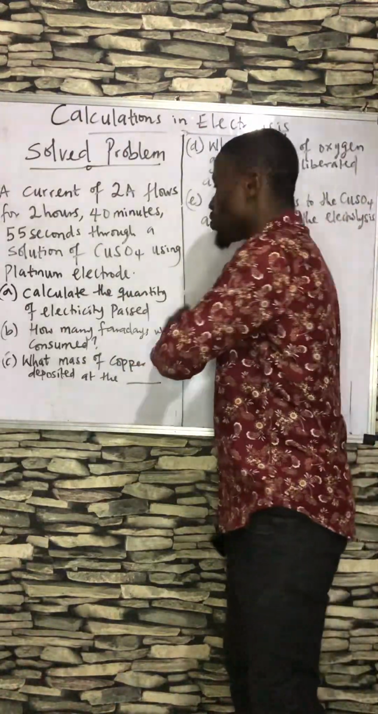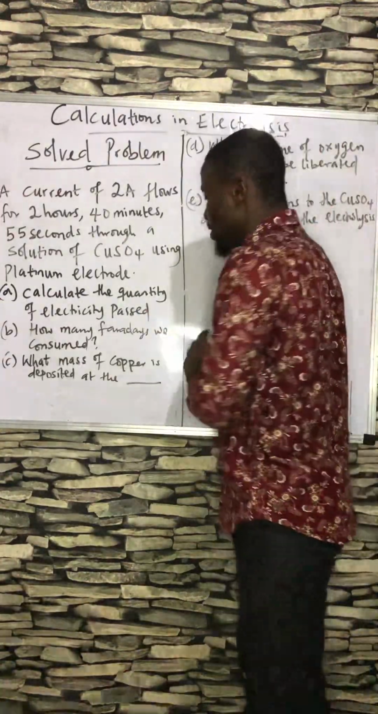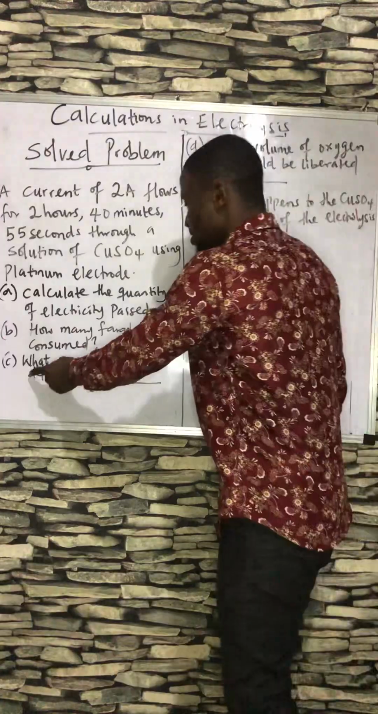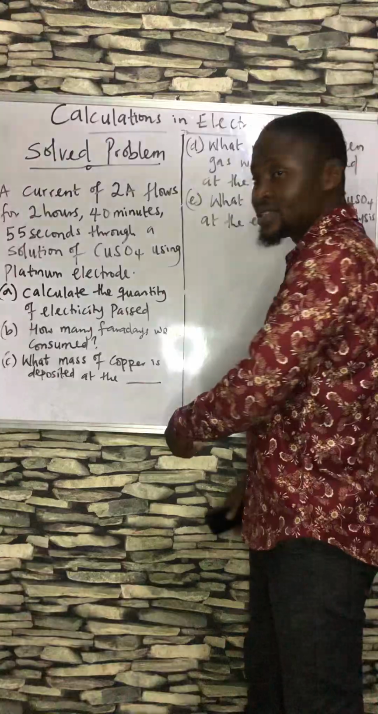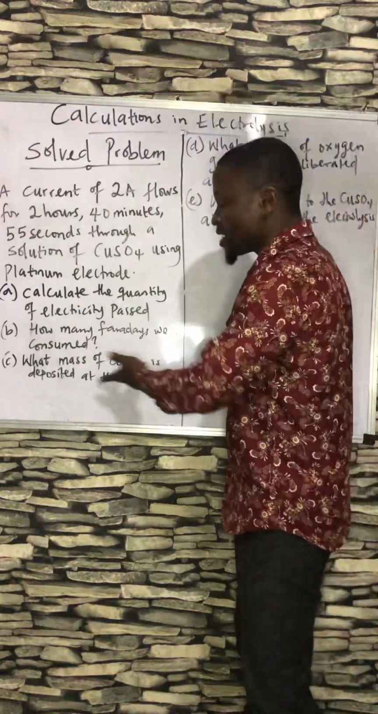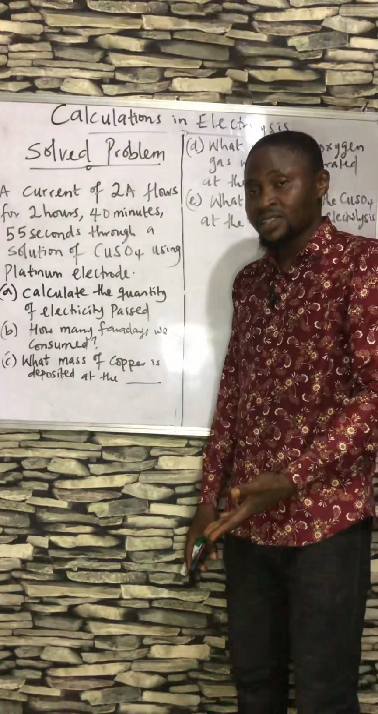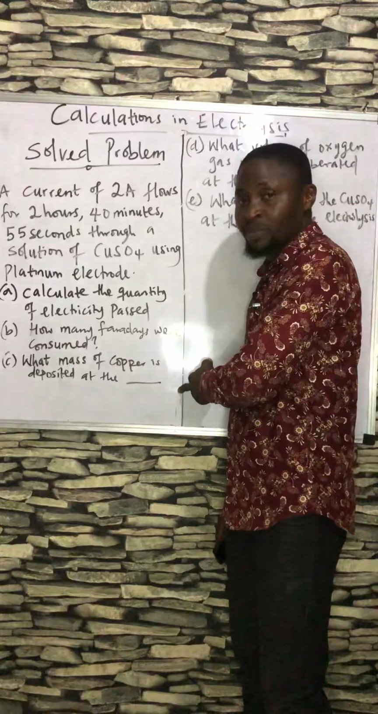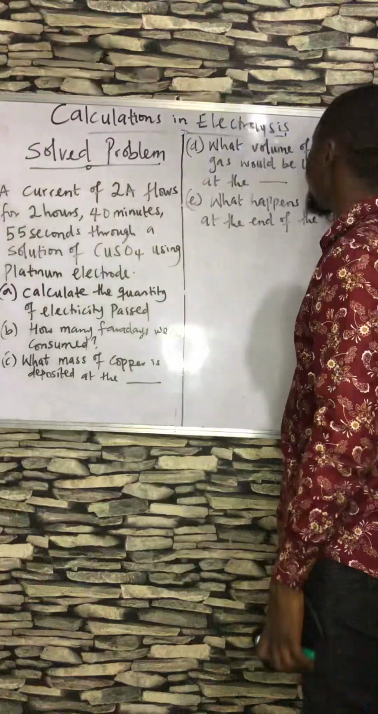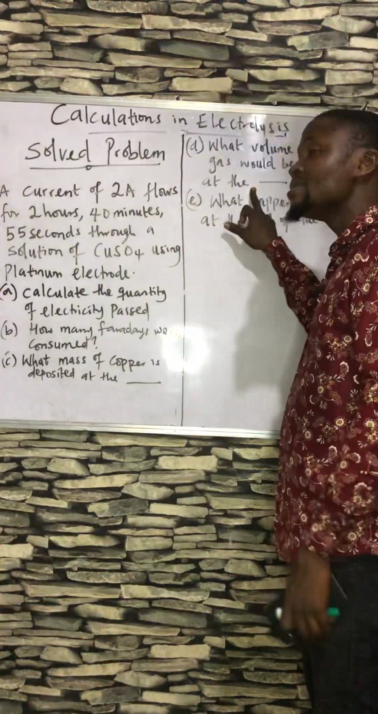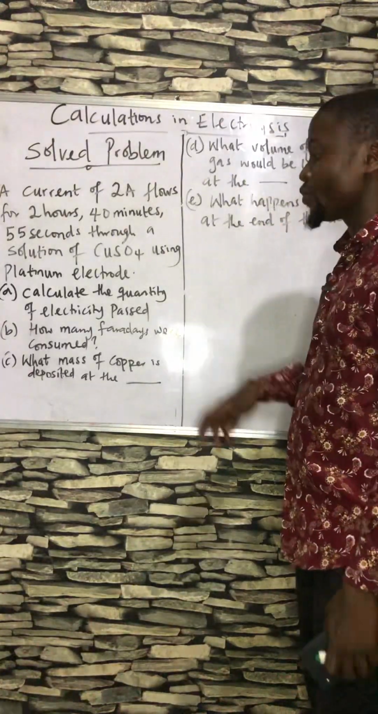A. Calculate the quantity of electricity that passed through the electrolytes. B. How many Faradays were consumed? C. What mass of copper is deposited at the, what do you expect this to be? Copper is deposited. Where is copper usually deposited? I purposely left this empty so that we can fill it. I want you to do that. What volume of oxygen gas will be liberated at the, one of these is the cathode, the other one is the anode. So I want us to fill it up.